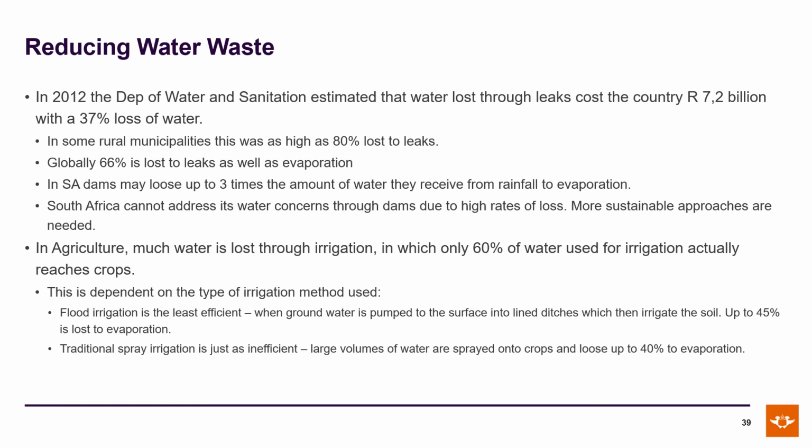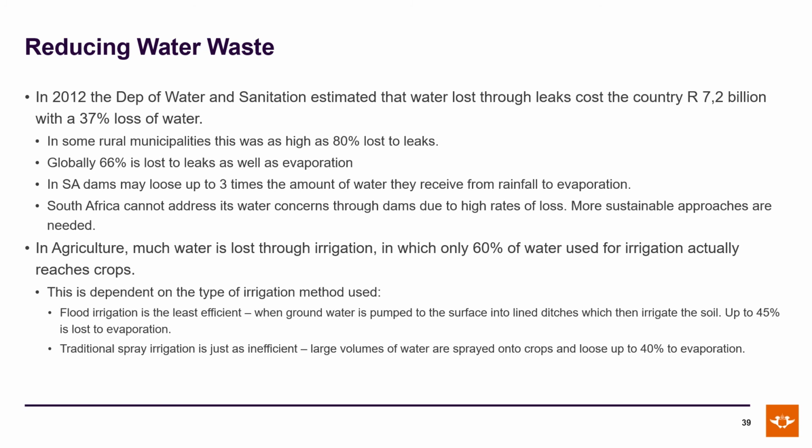in terms of how much we rely on water and how little we actually have, especially since South African dams can lose up to three times the amount of water they receive from rainfall due to evaporation. And as you saw from those water transfer schemes, most of it occurs where the Orange River Basin flows west in our dry regions, and that's where we've built up a lot of our canals and dam systems, and that's why there's so much water that evaporates in our system.